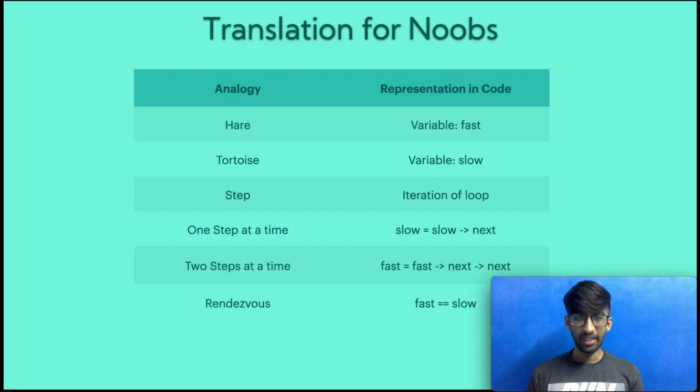Let's bridge the gap between the analogy and code. The hare in the analogy represents a variable named fast. Tortoise represents slow, and each step means each iteration of the loop. One step at a time means that the slow will move to the slow's next position. Two steps at a time means that the fast will go to the next of next position, and the point where they meet can be of two different types. One, if there is no cycle in the linked list, then the hare would have reached the end of the list. Or if there is a cycle, then fast and slow will point to the same node at the same time. That's how we know that there is a cycle.